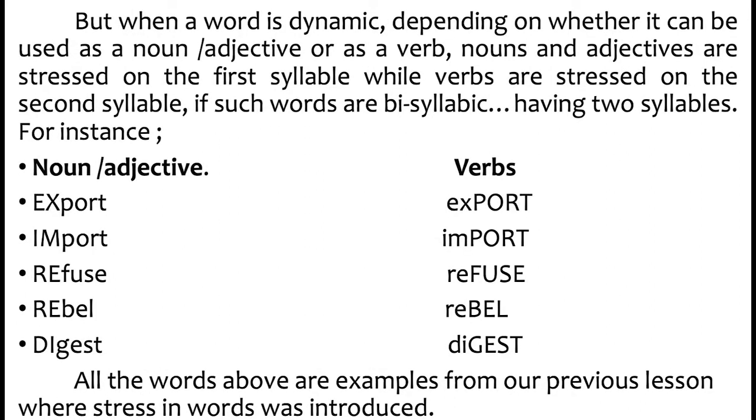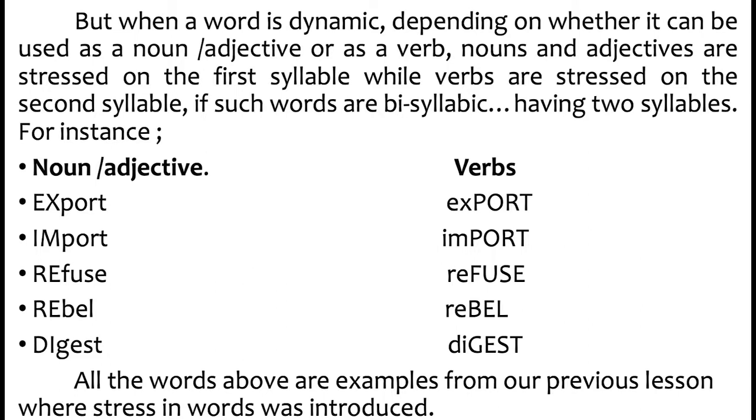But when a word is dynamic, like I said last week, depending on whether it can be used as a noun, adjective, or as a verb, nouns and adjectives are stressed on the first syllable, while the verb is stressed on the second syllable, that is in bisyllabic words, words having two syllables in them. For instance, we have noun and adjective on the one side, and we have verbs on the other.